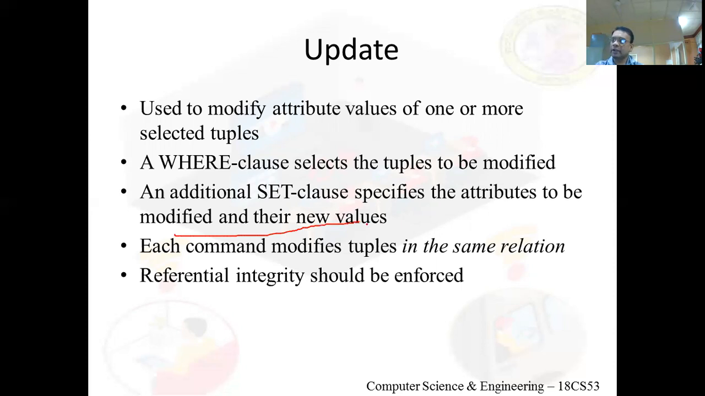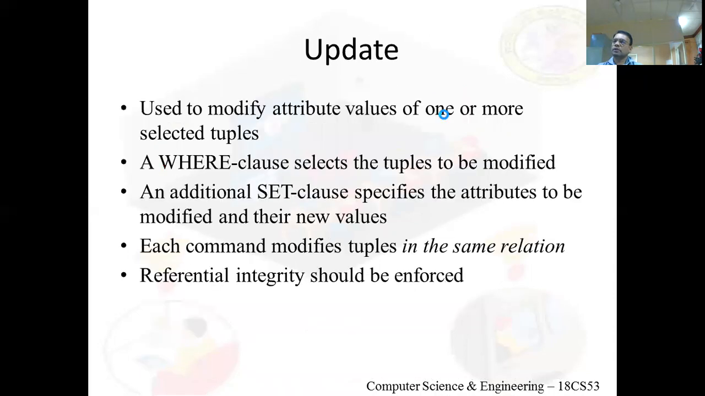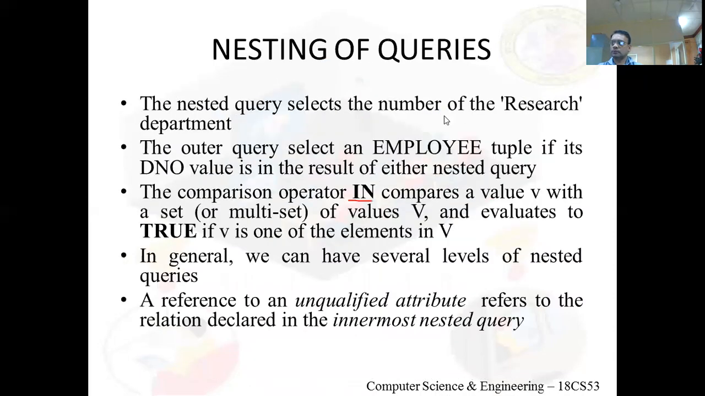Referential integrity constraints are also enforced here. You can see here, we are trying to update the salary of employees by 10% for the research department employees. That is, whoever works in the research department, their salary will be increased by 10%. If I leave out this where condition, all the salaries will be increased by 10%. Let's go to the tables.